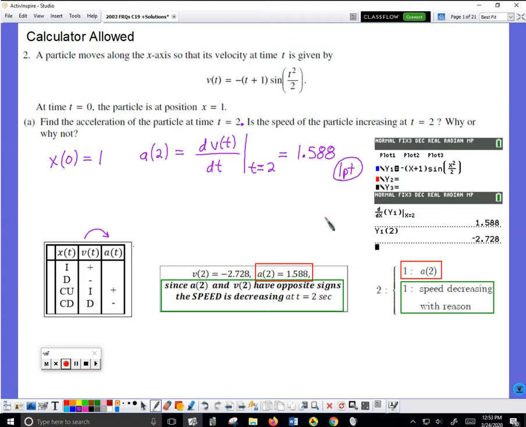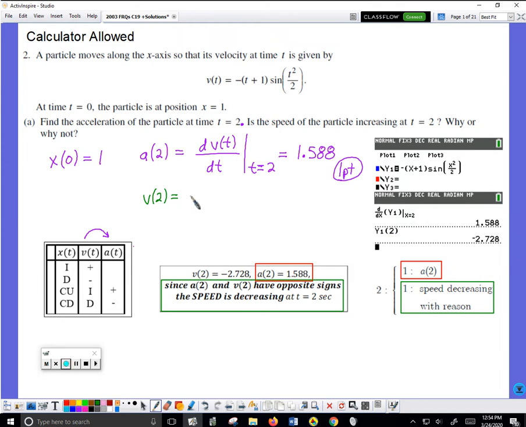Then I keep reading. Is the speed of the particle increasing at time equal 2? And I remember on the back side of the golden notes, there's this statement about how if we compare the acceleration and the velocity, we can determine whether the particle's speed is increasing or decreasing. So I need to find the velocity at time equal 2 also. So I'm going to find, change color, the velocity at time equal 2. I can do that on my calculator by simply typing y1 of 2. And I get the value.